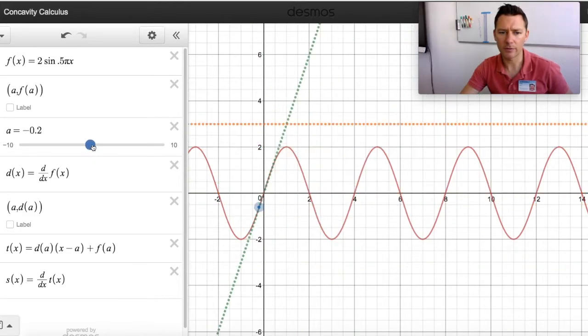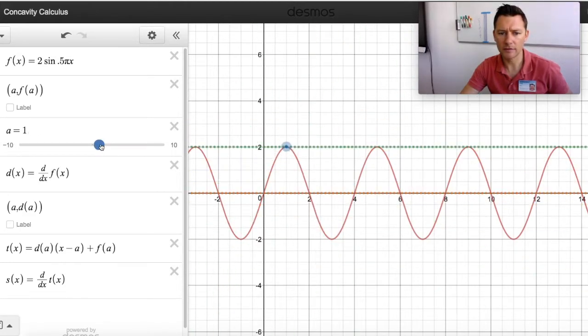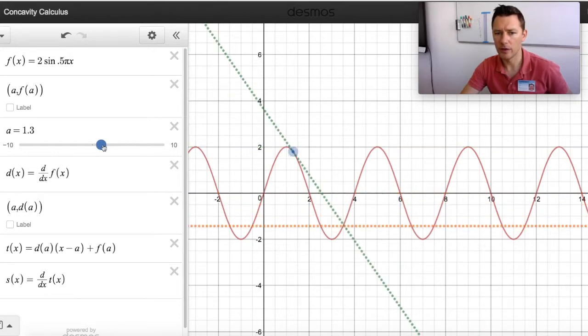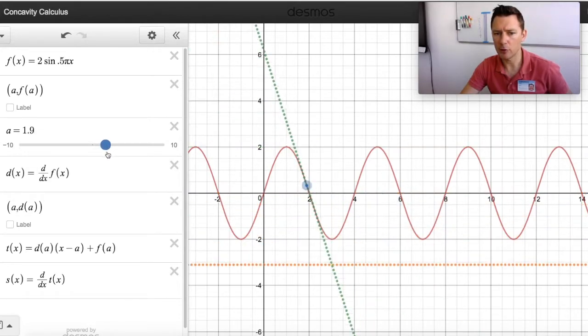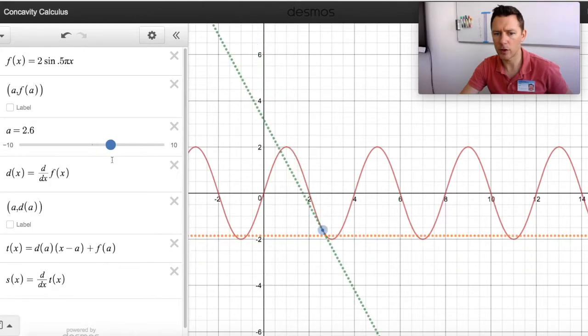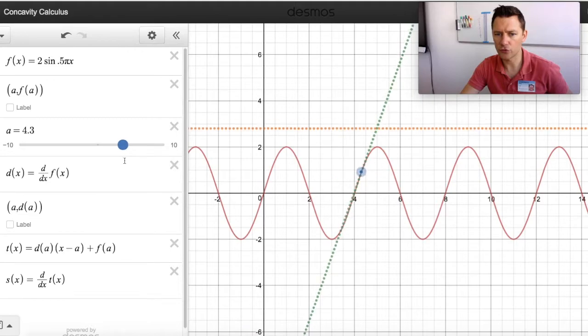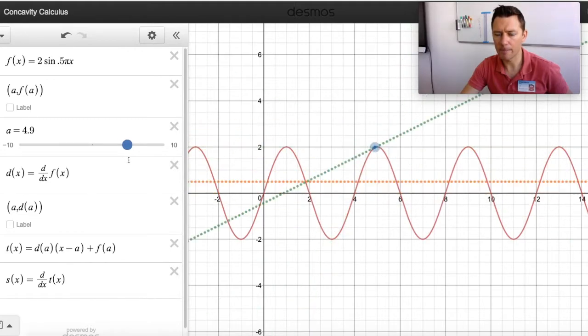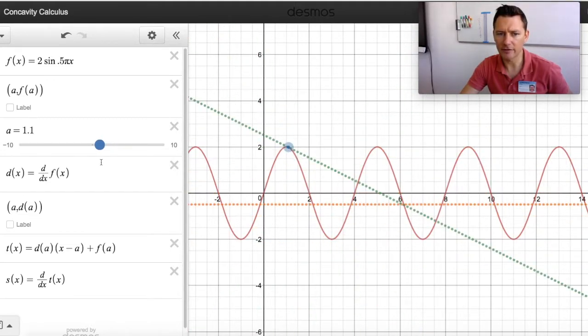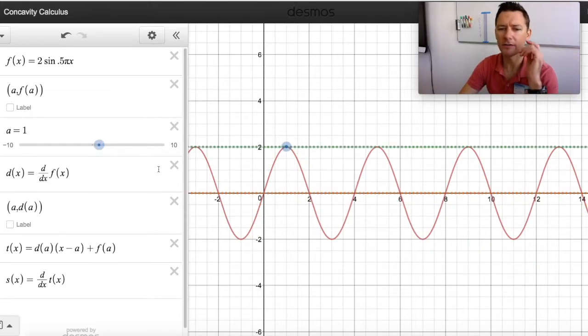Where you say zero slope for the tangent, horizontal tangent, zero slope, negative slope, comes back, zero slope, goes to zero again. So that's probably not surprising to you, I hope not. But what I want us to see is this.